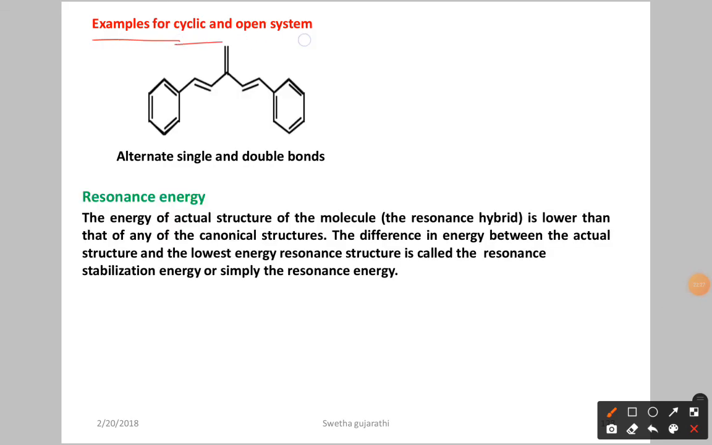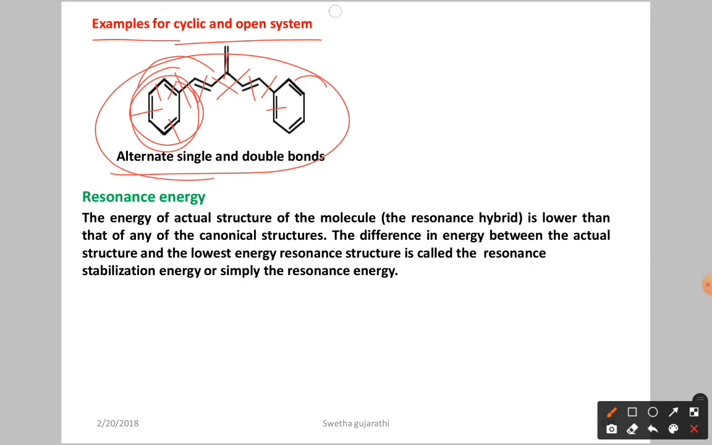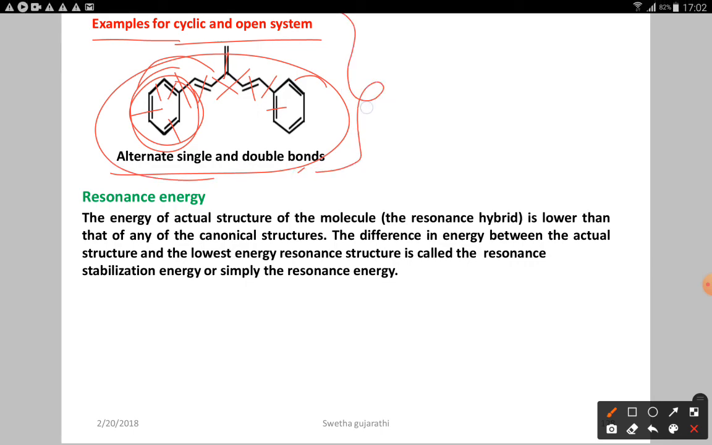Examples for cyclic and open systems. Here in the cycle we have double bond, single bond, double bond, single bond, and it is going to extend. Because here we have single bond, double bond, single bond, double bond, and again single bond, double bond, single bond, double bond. So the total has alternate single and double bonds. These are the examples for cyclic and open systems.